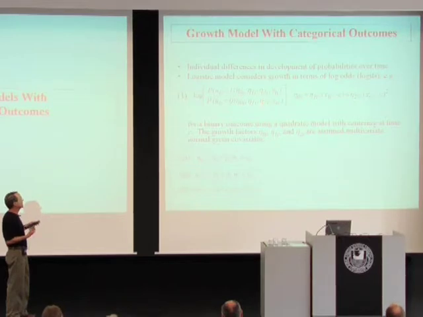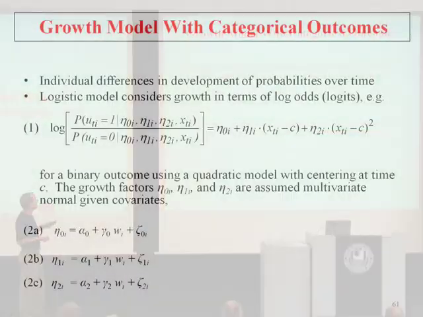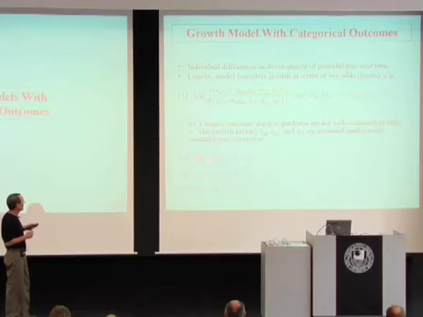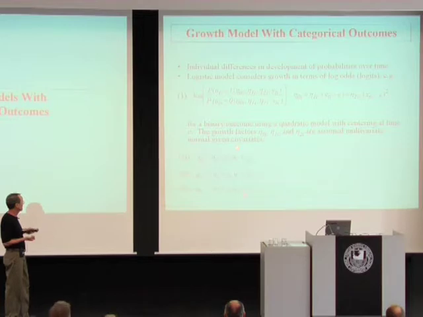as a function of growth factors and observed covariates. Here it is a quadratic model, so you have an intercept and a linear slope and a quadratic slope, eta 0, 1, and 2. So it's a quadratic model here for simplicity, for generality. And we assume that these growth factors are related to a covariate or several covariates for the individuals, W, in the same fashion as we looked at before.